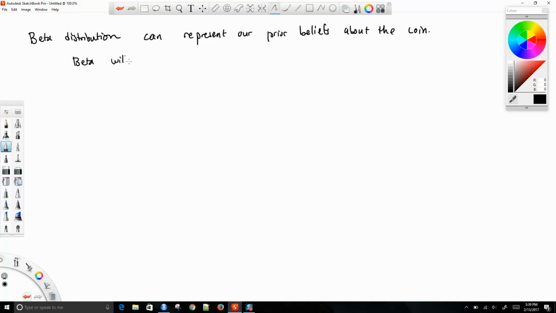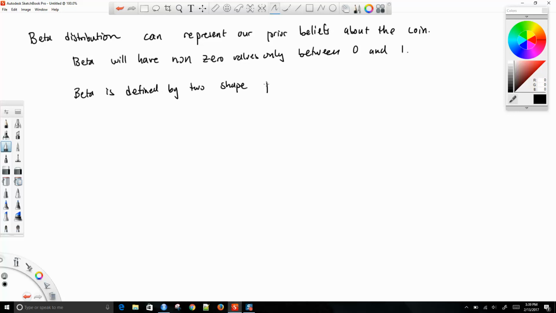Beta will have non-zero values only between 0 and 1. And there are all these funny symbols. The exact formula for the beta distribution I don't think is as critical as the idea that it represents our prior beliefs about the coin, and it's defined by two shape parameters, okay? Sometimes they are alpha and beta, other times they are other letters. We use two letters to represent the shape parameters for beta.